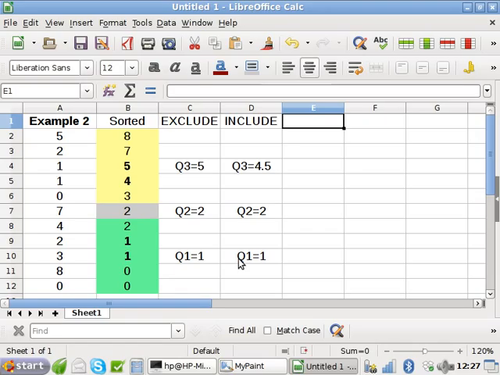Yeah? Alright, so one method left. I wonder if anyone knows what it might be. So we excluded and included the median. Of what? No, not this.